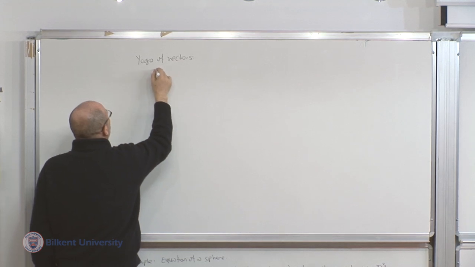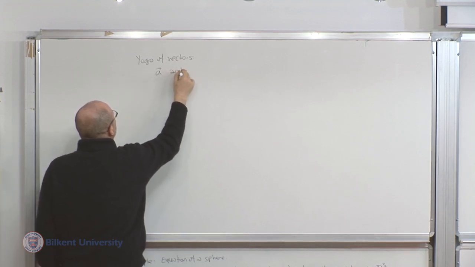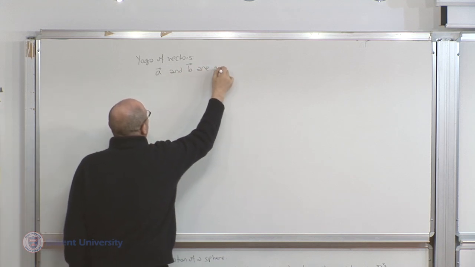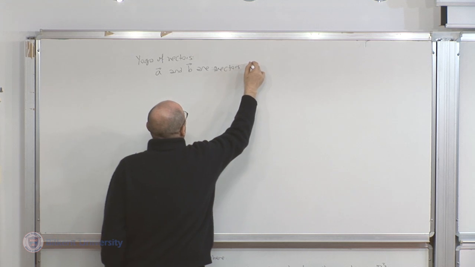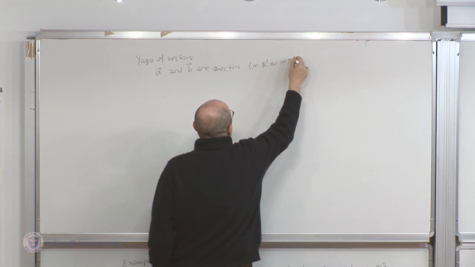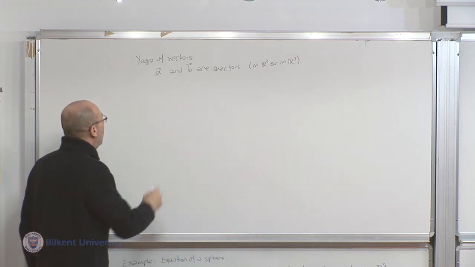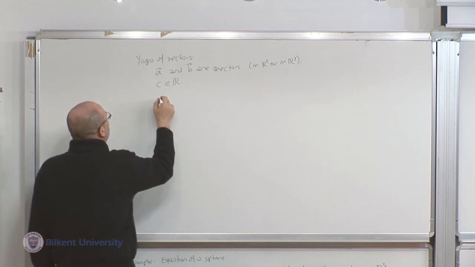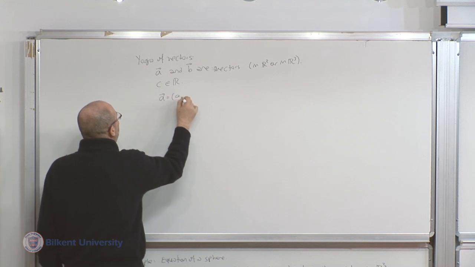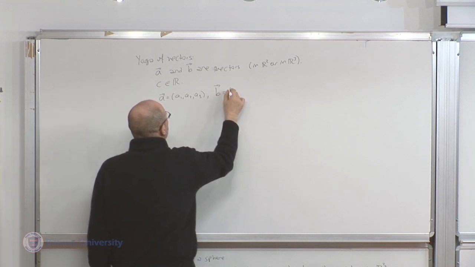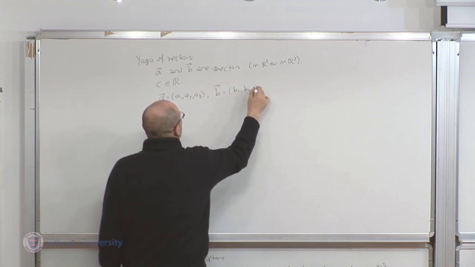Okay, let's say A and B are vectors. So these are in R2 or in R3. And c is a real number. Then say A is equal to (A1, A2, A3), and B is (B1, B2, B3).